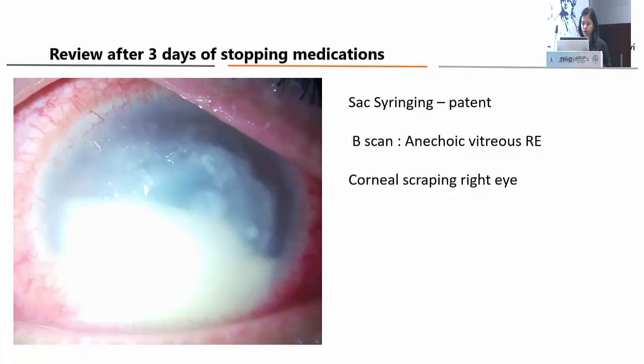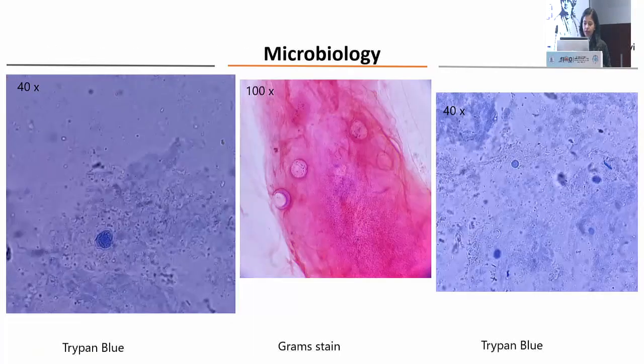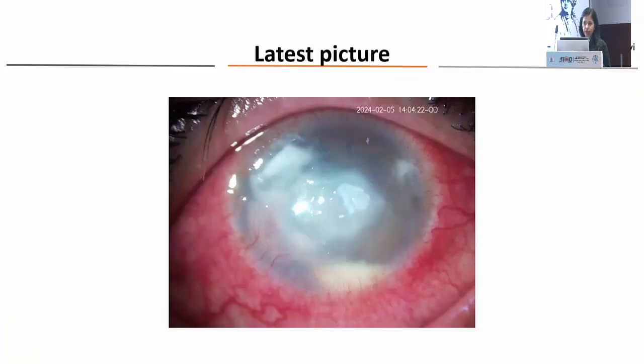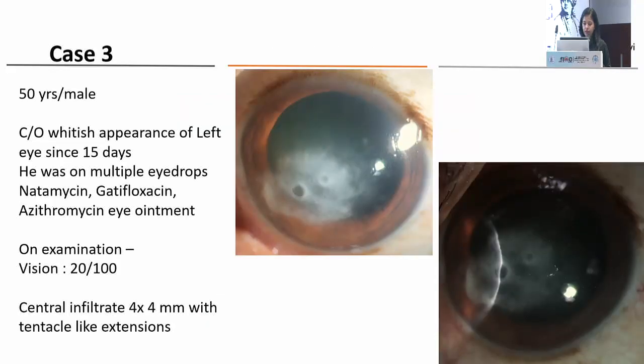So this is a clinical picture of an acanthamoeba patient, and this is how the trypan blue demonstrated acanthamoeba. And this is the latest picture in which the patient has been responding. This is case number 3 in which the patient had.